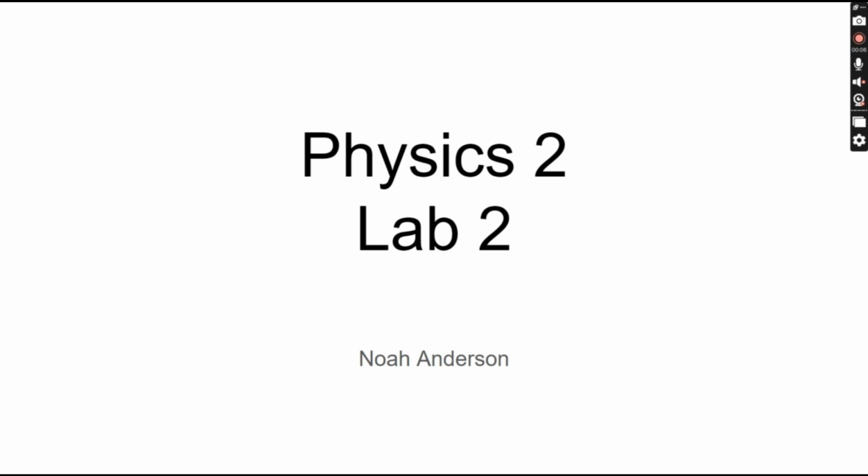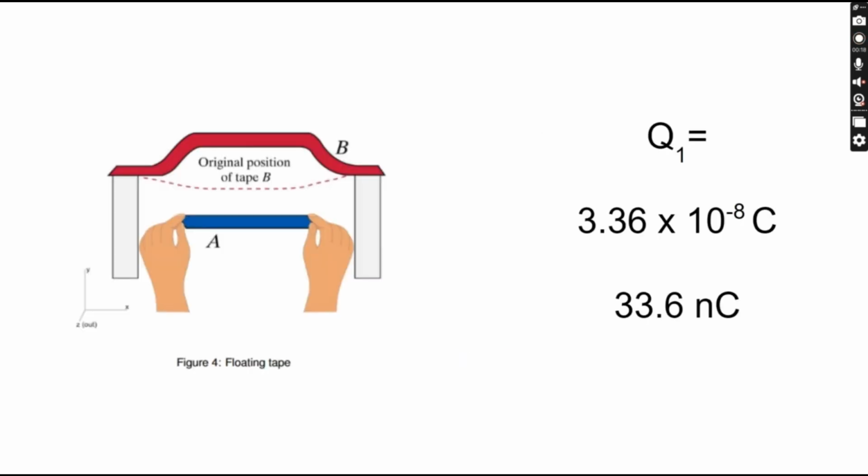Welcome back to another Physics 2 lab. In this lab, Lab 2, we are going to be once again revisiting the charged tape repulsion problem, this time using a new model to calculate a new, more accurate estimate for what the charges on a piece of tape would have to be to levitate one piece of tape above another. And here is this new value for a charge that we are going to find. We'll come back to this later.